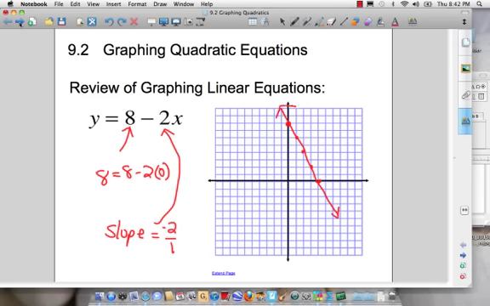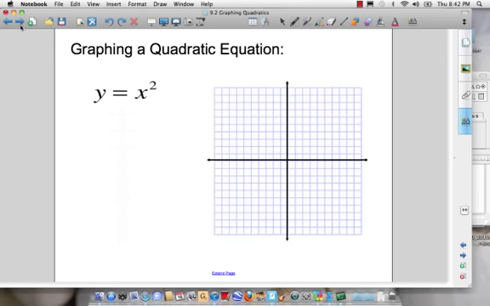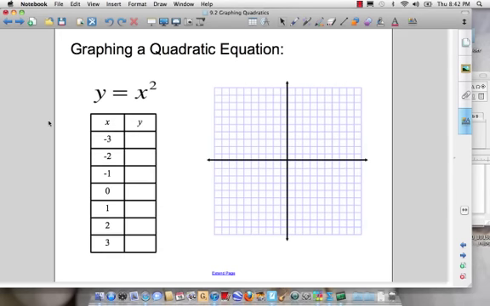What we're now going to move on to is how do you graph a quadratic equation? So we're going to start with the most basic quadratic equation that there is, y equals x squared. It's quadratic because the variable x is squared, and that's what we call quadratic. So here's a table that will help us graph this.